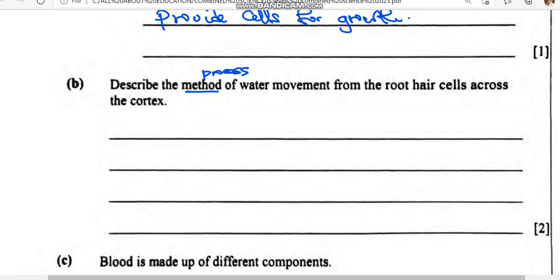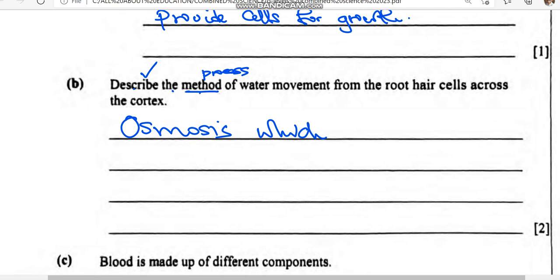So water moves from the root hair cells across the cortex through the process of osmosis. Osmosis is the process. So if the question says describe the method, in other words, they are saying describe the process of water movement from the root hair cells across the cortex. So it is osmosis, and now you explain what osmosis is, because they are saying describe the method.